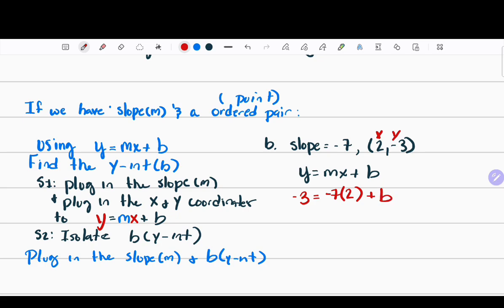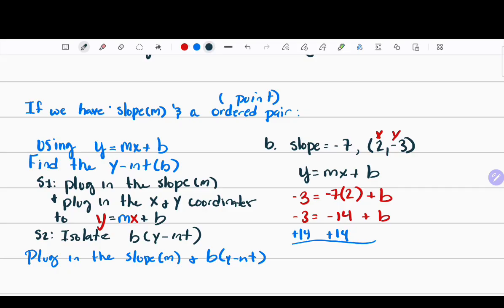We don't have the y-intercept yet. Then we go on and say -3. We can't move anything because -7 times 2 is -14 plus b. And then we have to get our b by itself, or our y-intercept by itself, by moving the -14. Since it's a constant term, we add its opposite.